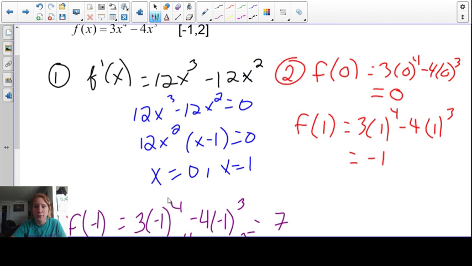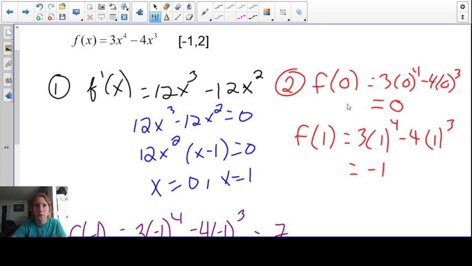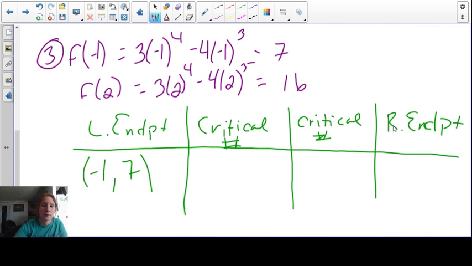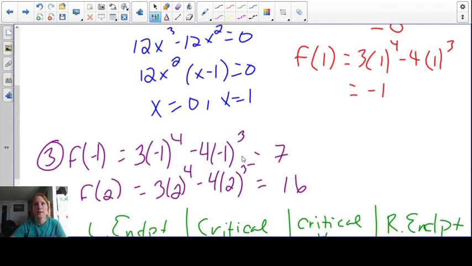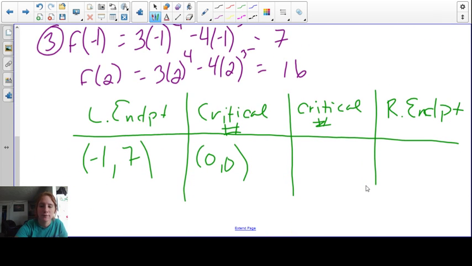Let's take a look at my 2 critical points. I like to go in numerical order. So if I look at my 2 x values, I have 0 and 1. When I plugged in 0, I got 0. So my first critical point will be 0, 0. Likewise, the next one would be 1, -1. And my right endpoint is when I plugged in that 2. So I get 2, 16, because when I plug in 2, 16 is my output.